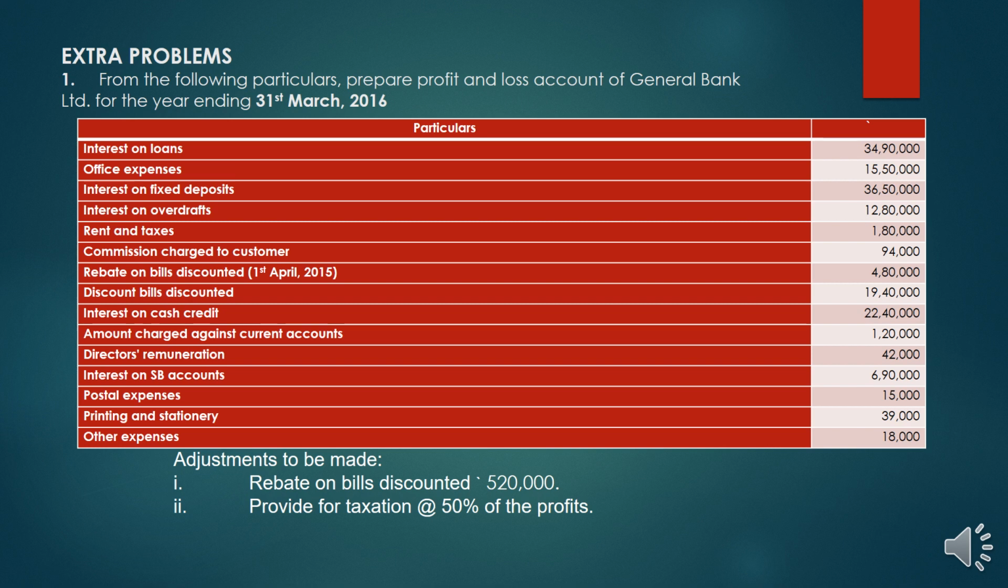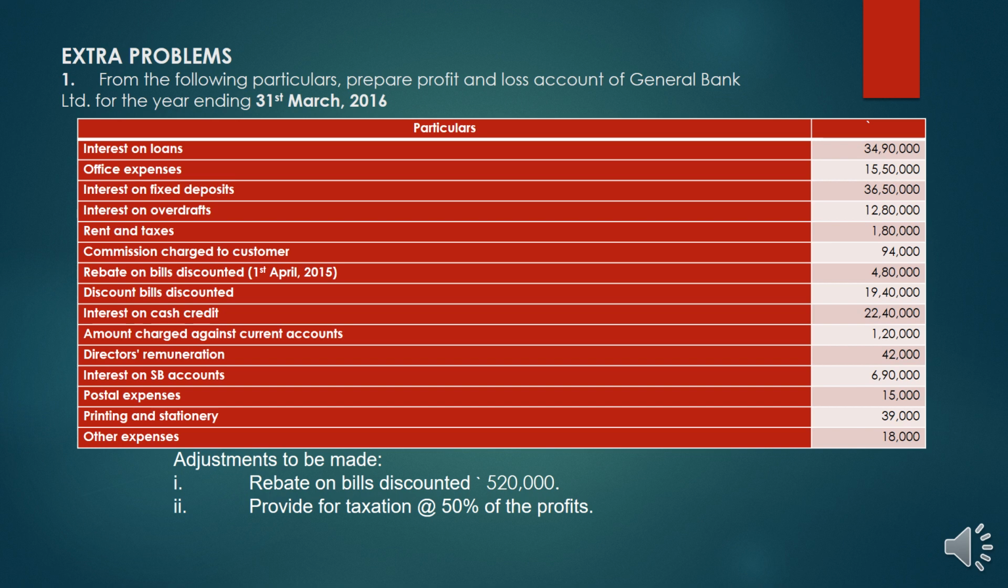Last year rebate on bills discounted must be added to interest and discount under schedule number 13 under interest earned. Rebate on the bills discounted for the current year must be deducted from interest and discount, and if there is any last year rebate on bills discounted, then it has to be added, as this balance is the last year rebate on bills discounted, so it should be added to interest and discount.